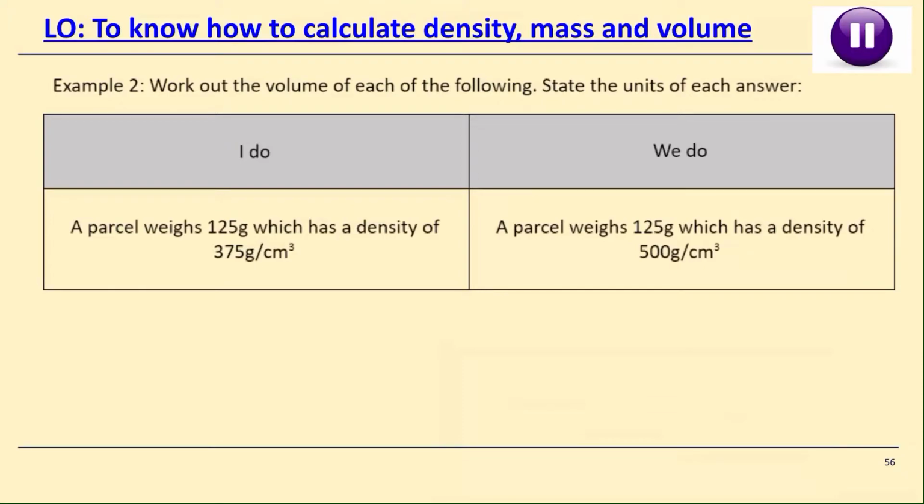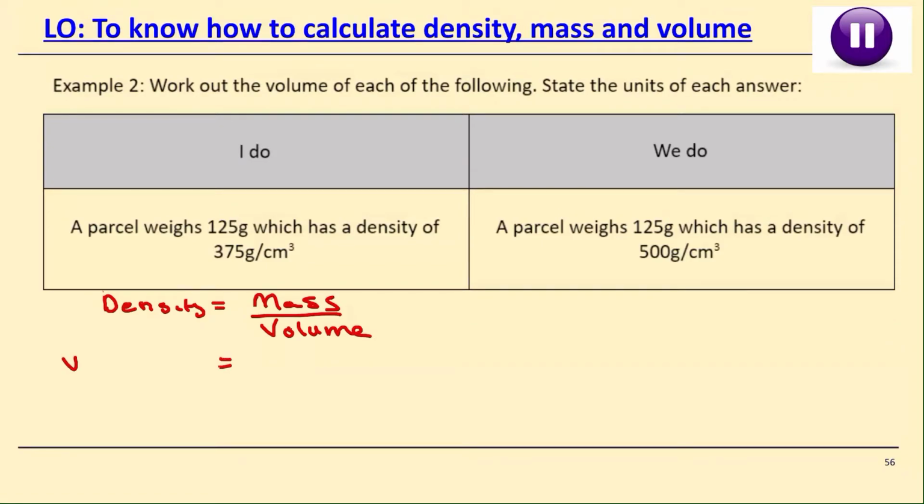Example 2. It asks us to work out the volume of each of the following. This question is different as we're not working out the density, we're actually working out the volume. So first thing first, we're going to have to write out the equation. Density equals mass over volume. We're going to have to rearrange this initial equation to find out what the volume is.